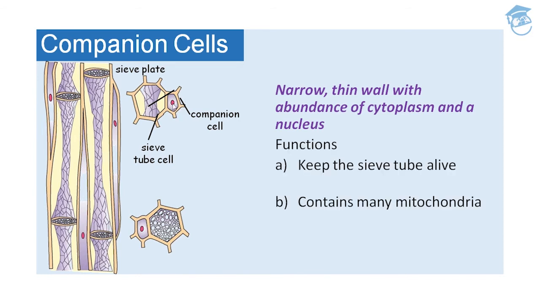Now what's the function of the companion cell, students? Obviously, the function is to keep the sieve tube alive, and it contains many mitochondria. Because it has to carry out all the metabolic activities, that's the reason it has many mitochondria. I hope it is clear to you now.